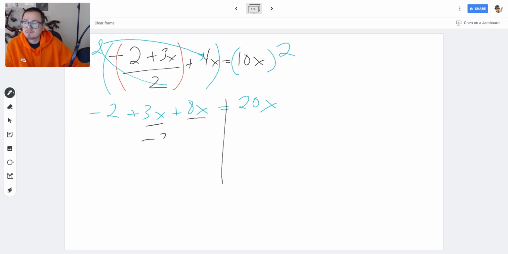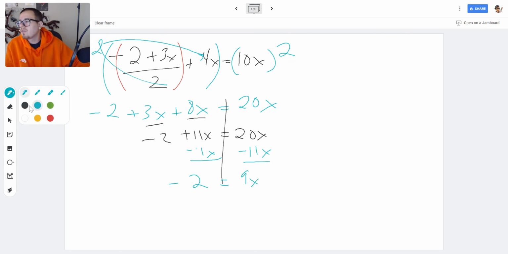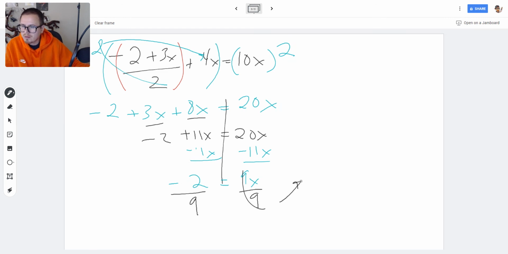Combine like terms. Now we got a two-step. Let's move the smaller x over, which in this case is 11x. So we're going to subtract 11x on both sides using the subtraction property of equality. And we're going to get a funky decimal, and that's okay because just like life, numbers can be messy. x equals negative 2/9, which is a relatively small number.